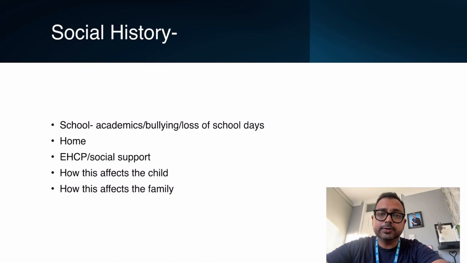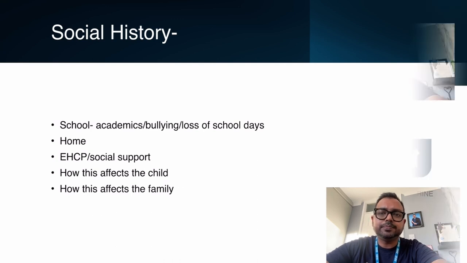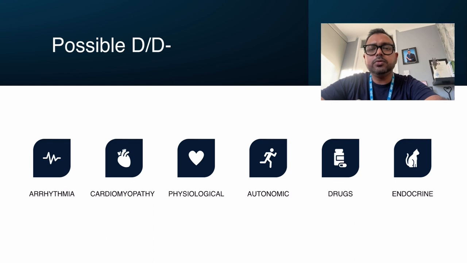Then social history. Most of the time the hidden agenda lies here, so you need to take a detailed social history. How is the schooling, how are the academics going on, is there any history of bullying which may lead to exertion and stress, and loss of school days because of this symptom or not. How is the condition at home, whether the child is getting any education healthcare plan or any such social support or not. How are these symptoms affecting the child's life and how are these symptoms affecting the family. Then we are going to discuss the discussion.